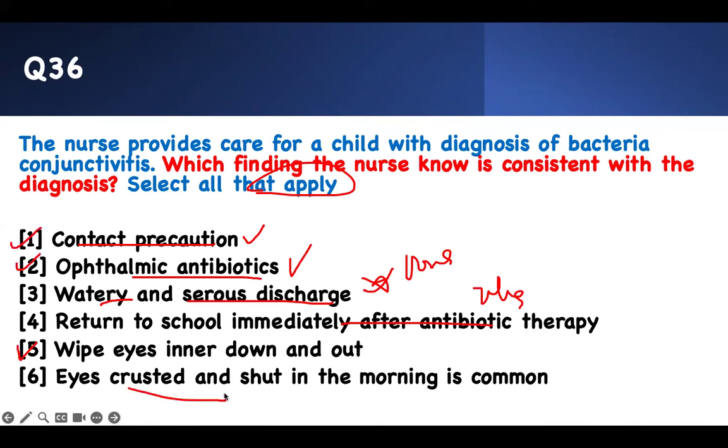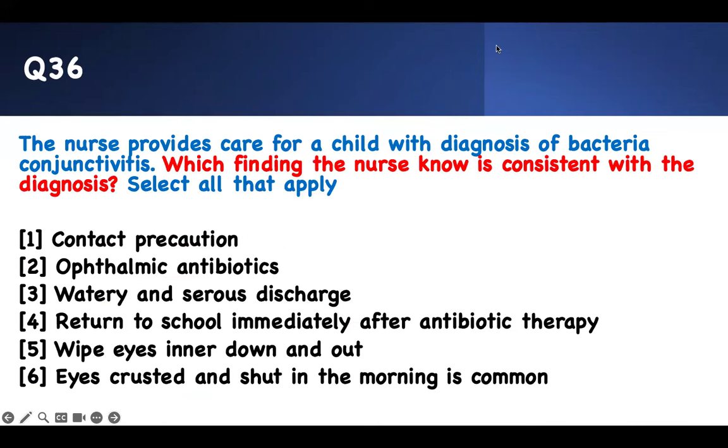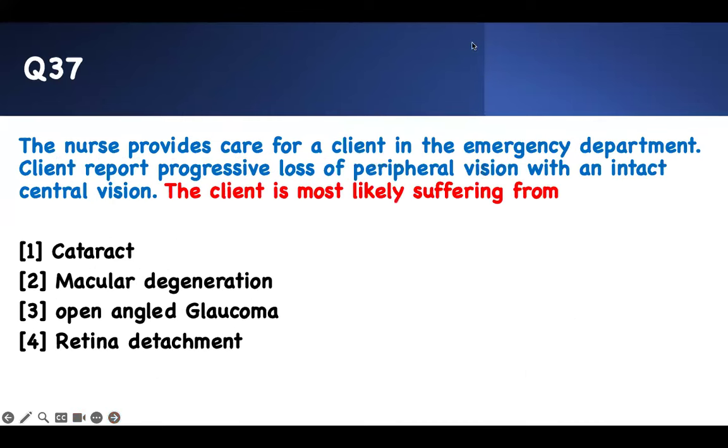In the morning when you wake up, your eyes will be crusted and shut. It's common. Use a warm cloth to help take away the crust and get rid of everything. So 1, 2, 5, 6 are your right answers. You should know conjunctivitis, the viral and allergic forms.